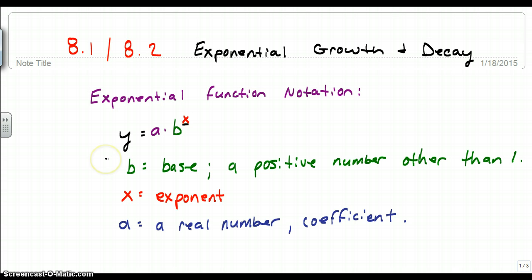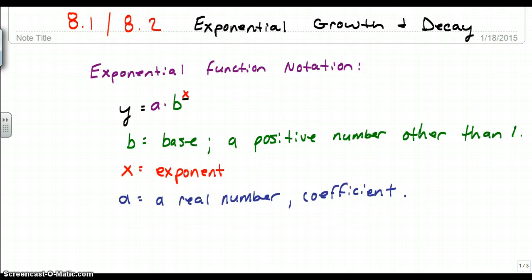The a and the b are just constants, just coefficients. b is the base of the power, and it's a positive number other than 1 for our purposes. It can be other numbers, but right now we're just looking at a positive number that isn't 1. x is the exponent, and a is just some real number that is multiplied by this power. So a is a coefficient, b is the base, and x, in the case of exponential functions, is the exponent.